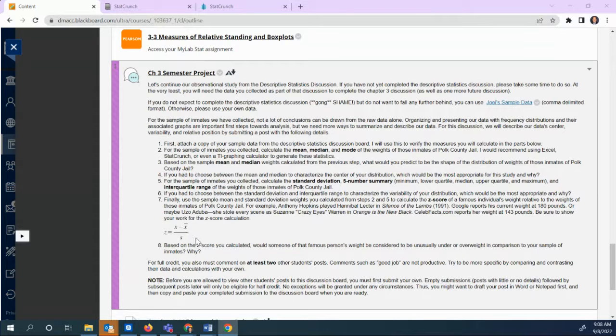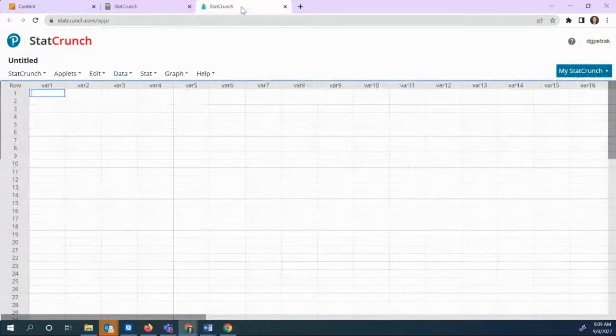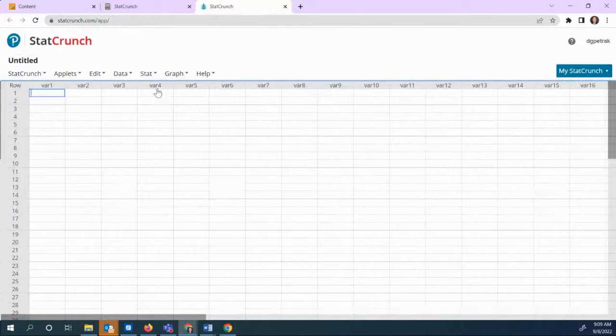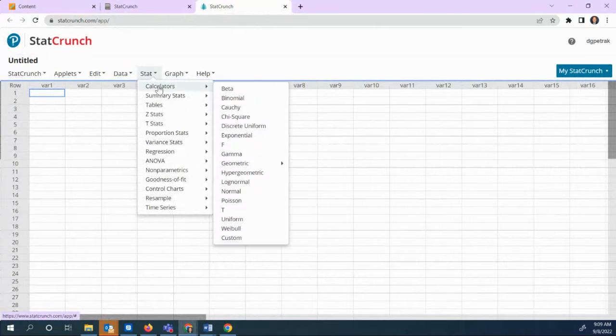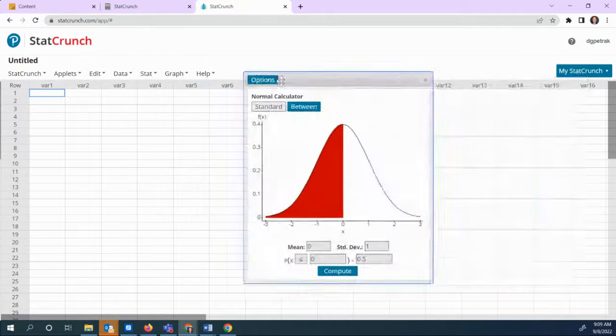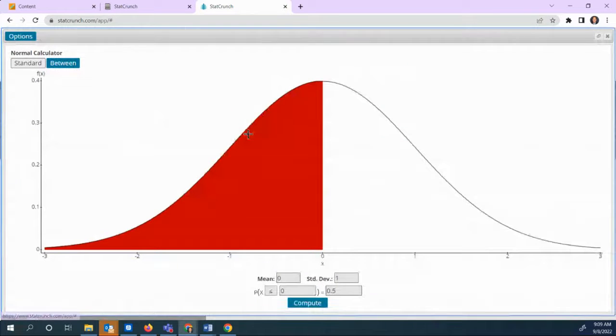So now that you have the z-score, you have a description of how far away Anthony Hopkins is from your mean. But you want to know the percentile rank, right? Like, where does that rank? So this is where we're going to go to StatCrunch. So let's go to Stat, Calculators, and let's go down to the normal calculator. How's that look? I see. Yeah. All right.